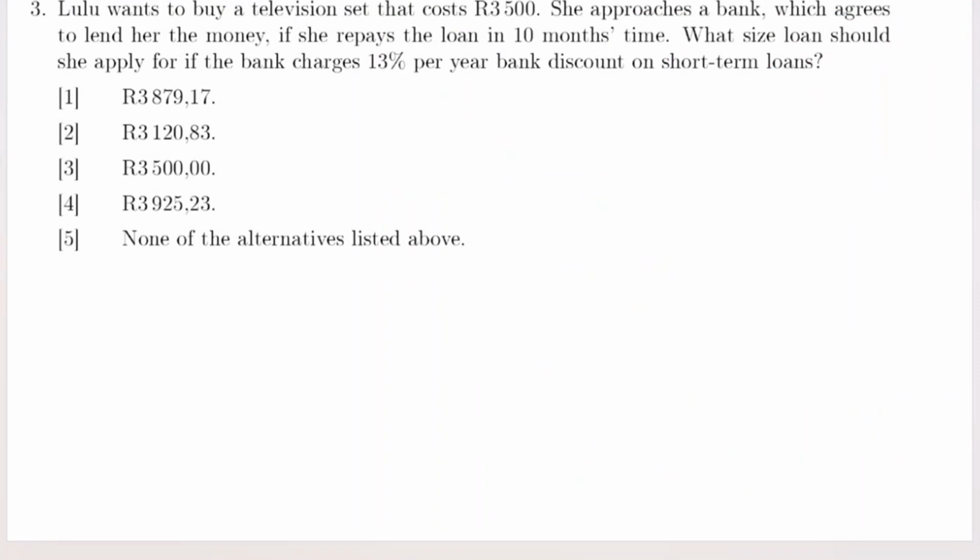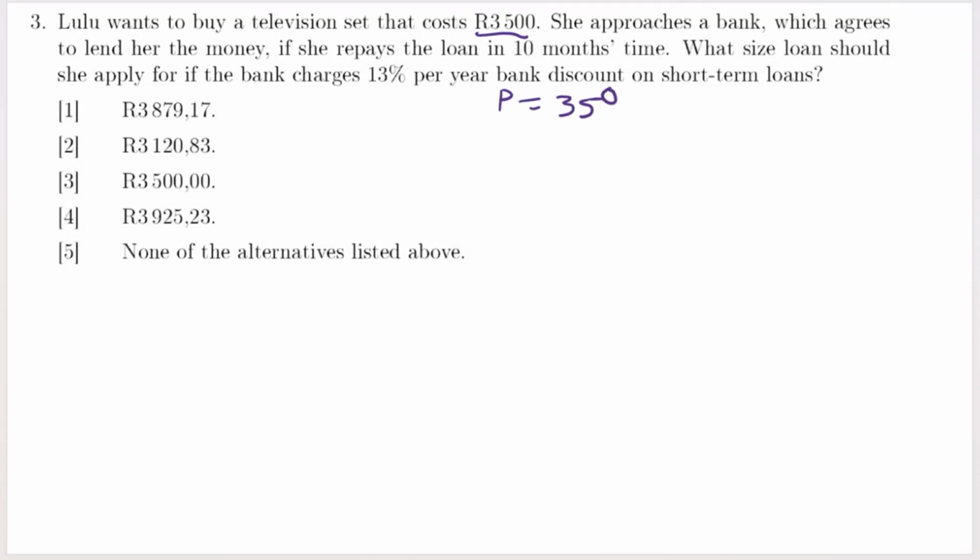In this following question, you are told that Lulu wants to buy a television set that costs, this is the cost, which you can view as the present value. That's the current value. So this means your P is equal to 3,500.